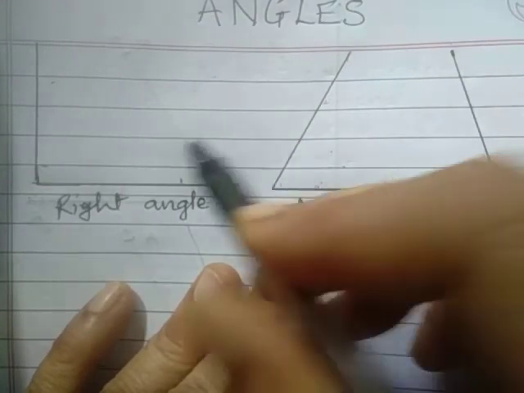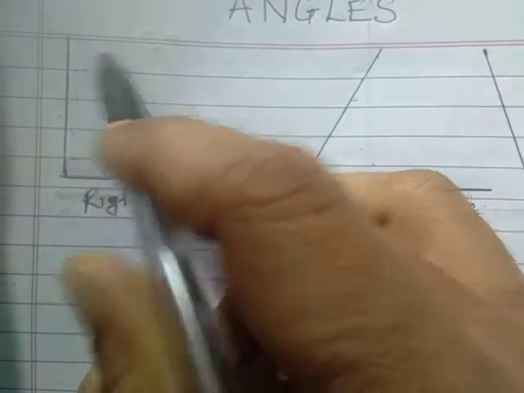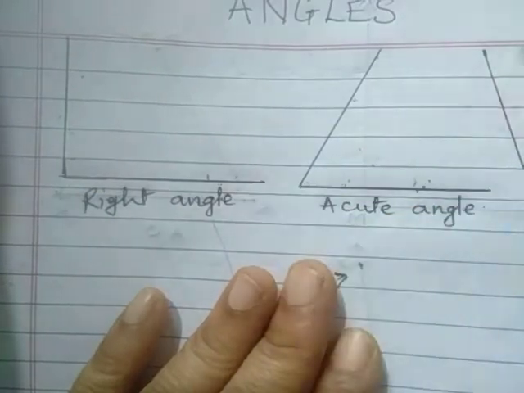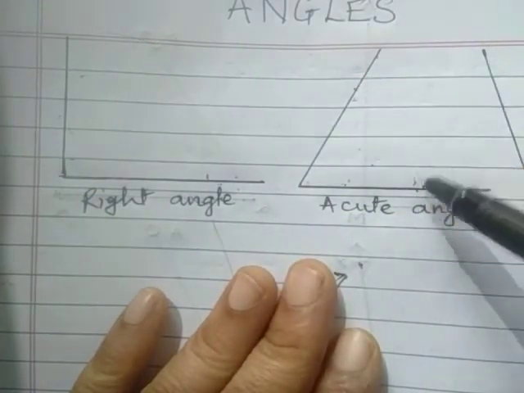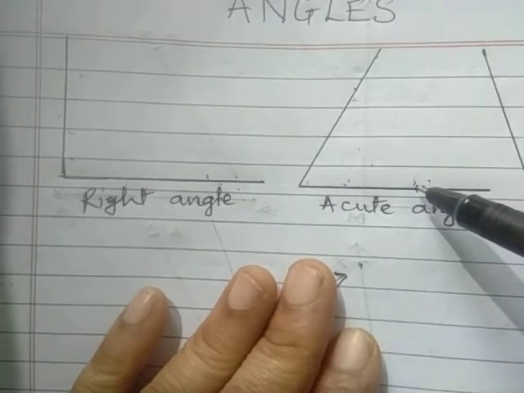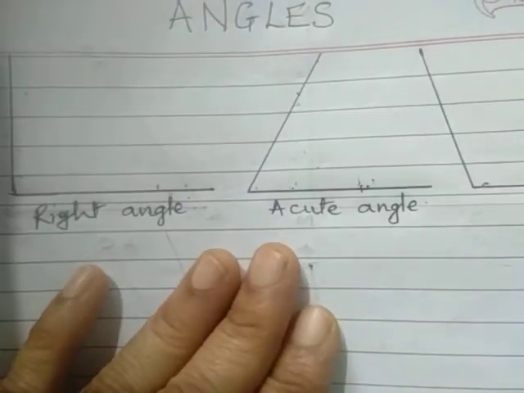Why? Because it is less than right angle. You can see the space over here is more or larger. Area is larger, whereas here the area is little less than the right angle, and therefore since it is less than the right angle, it is called as acute angle. Right. Now let us proceed with the next one.